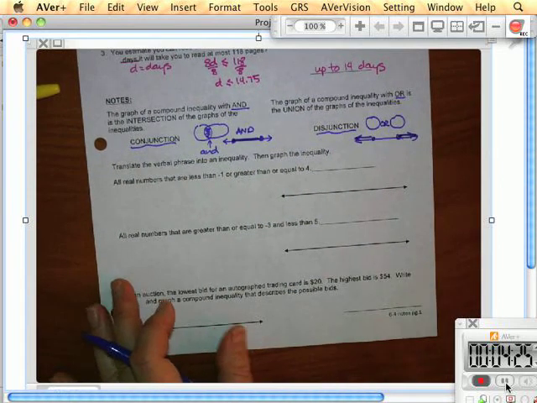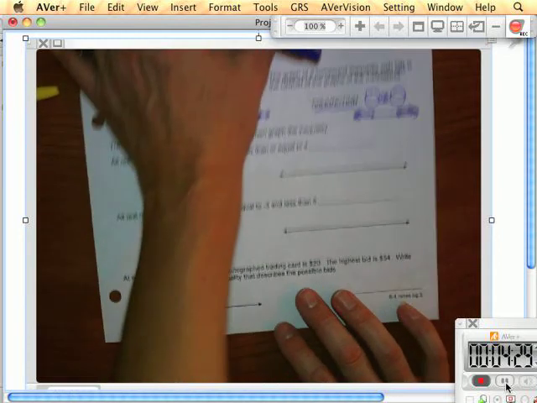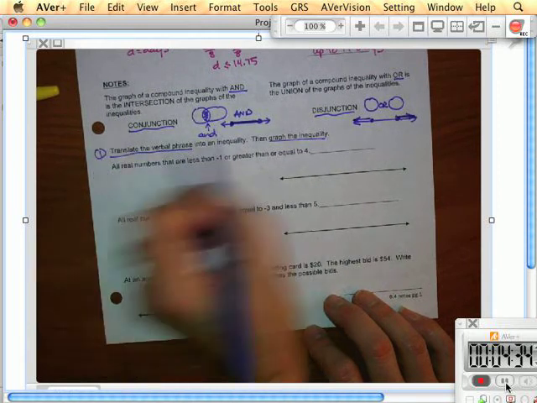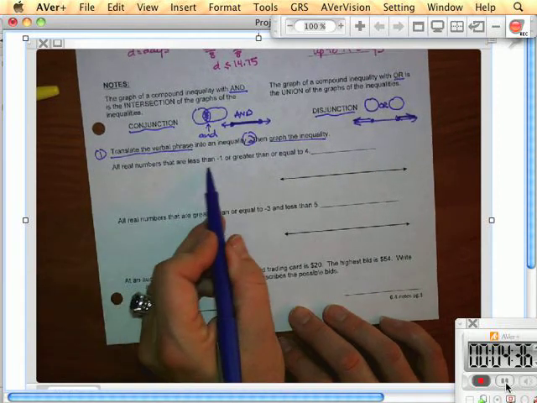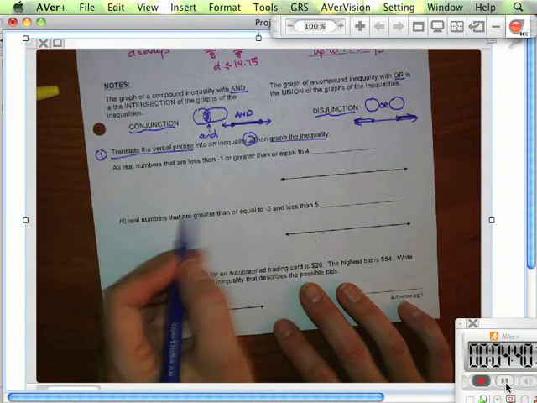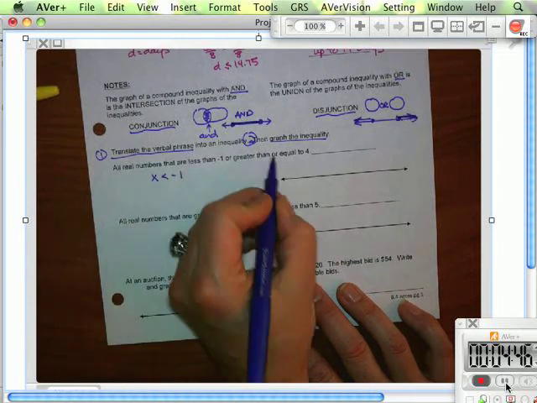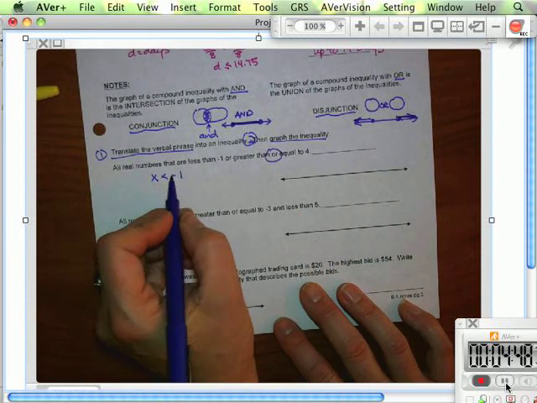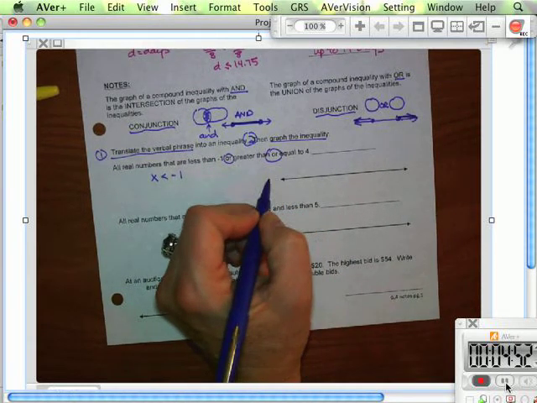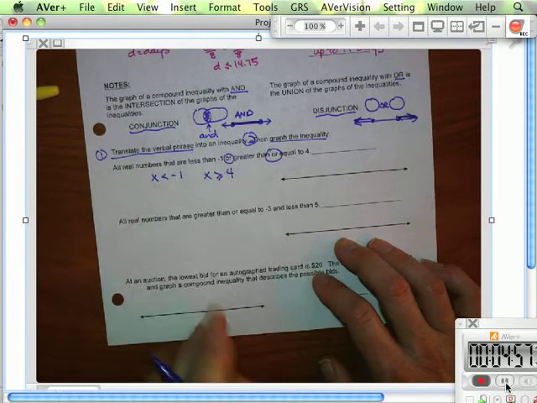Translate the verbal phrase into an inequality, then graph the inequality. All right, so we got to put it into an inequality, and then we have to graph it. 2 things. All real numbers that are less than negative 1. What I want you to do is write both the inequalities, and let's just see what it turns out, and then we'll graph it. X is less than negative 1, or greater than or equal to 4. So this is an or.